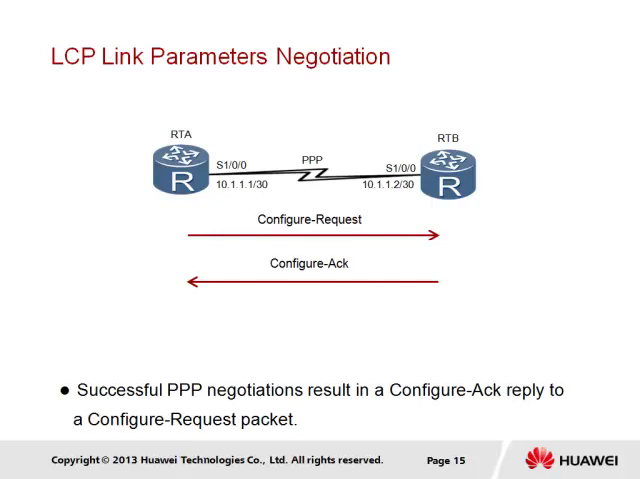Where the contained parameters in a configure request packet are accepted by the peer, a configure ACK message will be returned.